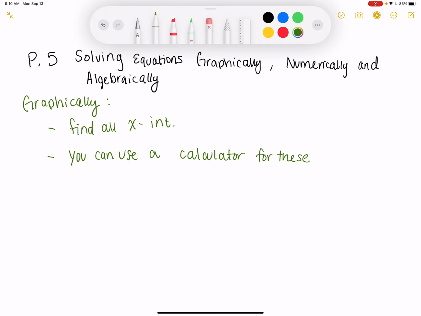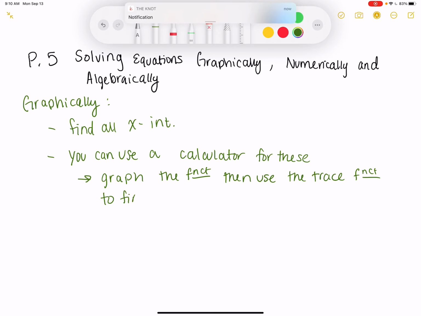We did a little bit with finding intercepts on your calculator last year, I think, but we'll do more with that. So just so you have it in your notes, we would graph the function on your calculator using the y equals, then use the trace function, which is at the top right of your calculator, to find x-intercepts.